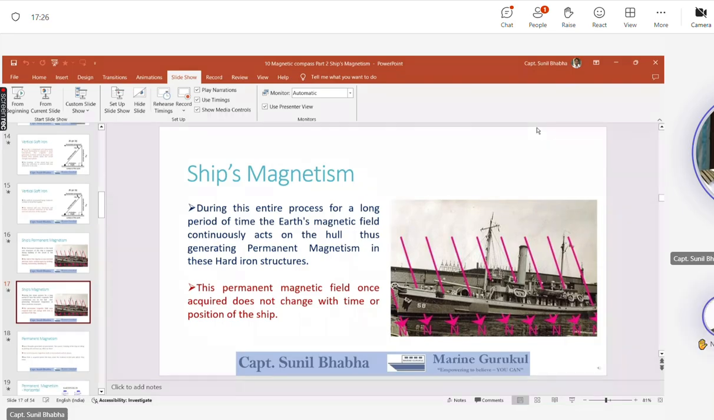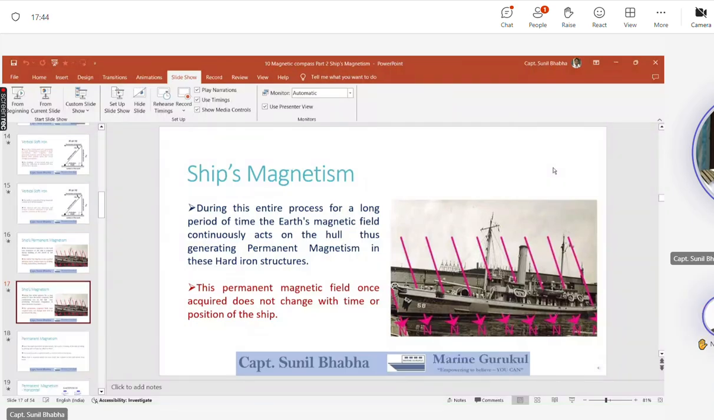Sir, I have one small doubt, sir. Go ahead, beta. Sir, in the hard iron, soft iron differences, is there nothing to do with the material? Is it only to do with whether it is worked upon or?